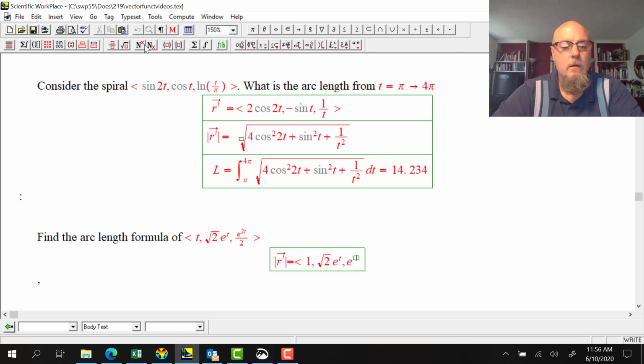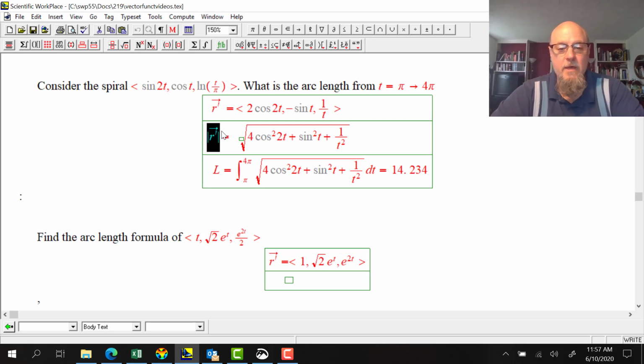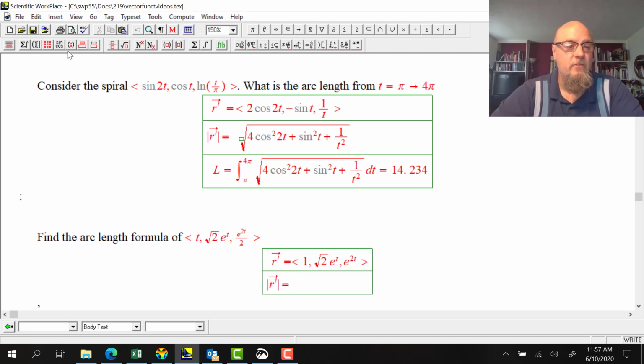Oh, that's not the magnitude yet. That's the tangent vector. Next is the magnitude. So if I'm taking the magnitude of that, big square root sign, that makes the integral trouble. First element squared plus second element squared plus third element squared.